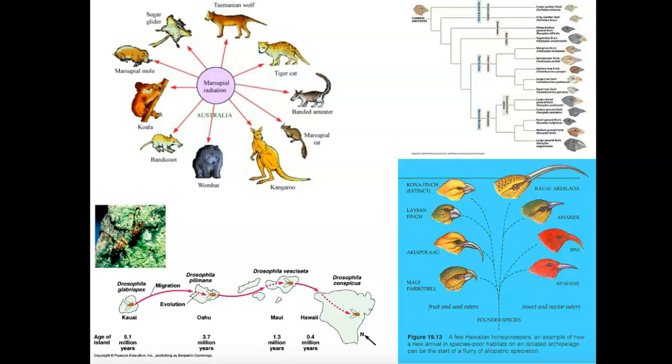We also see it in Drosophila, which are fruit flies that live on the Hawaiian Islands, where a fruit fly was able to get to one of the Hawaiian Islands and then gradually moved in a linear fashion from one Hawaiian island to the next, and creates new species that are adapted to the specific environments as you go along. We also see this in Darwin's finches. We talked about those last time, as well as Hawaiian honey creepers. We also see adaptive radiation.